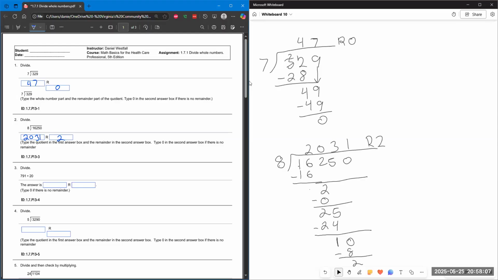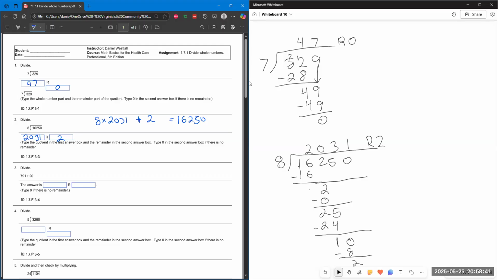What that means to me is that 16,250 is the same as 8 times 2031 plus 2, because there was a remainder of 2. So multiplication first before addition in our order of operations. We'll probably talk about that in a couple more videos with order of operations.